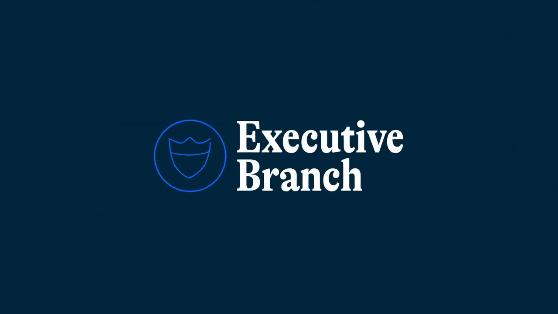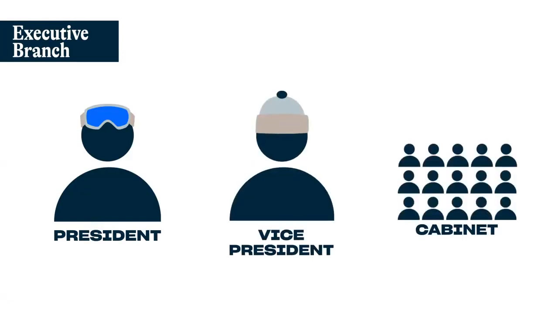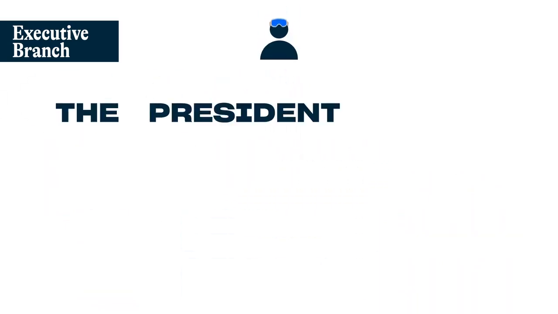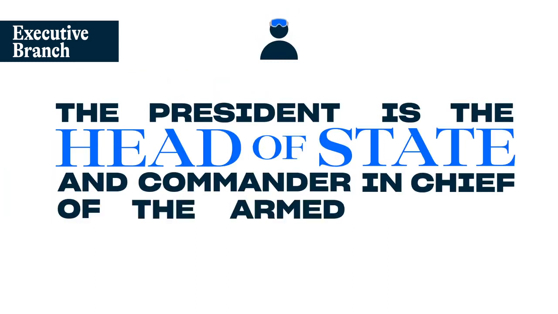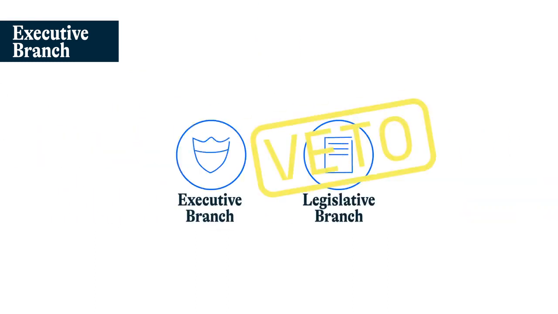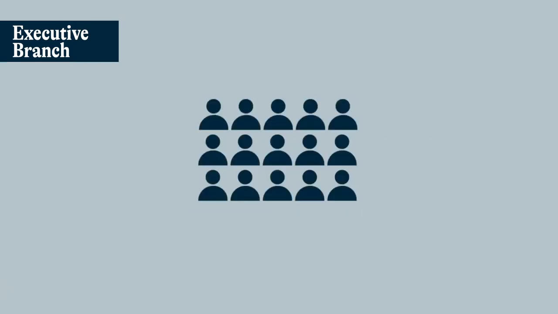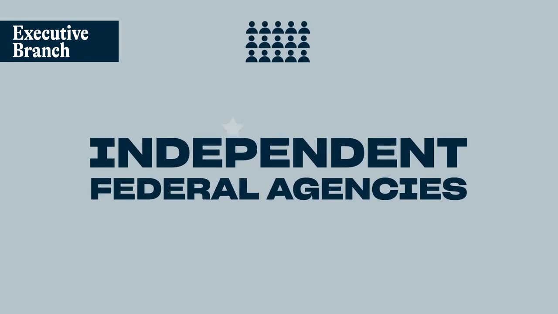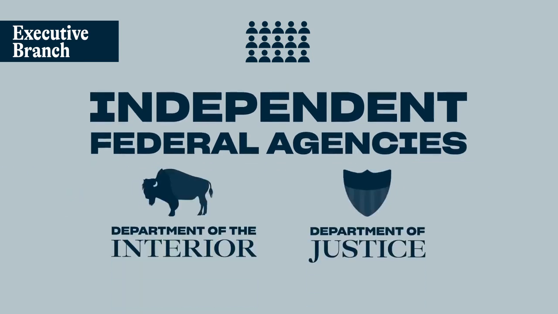Executive branch. Second, the U.S. has the executive branch, which includes the President, Vice President, and the Cabinet. This branch is tasked with implementing and enforcing laws passed by Congress. The President is the head of state and commander-in-chief of the armed forces. Additionally, the President has veto power over the legislative branch. The President also establishes the Cabinet, which consists of independent federal agencies that are responsible for the day-to-day enforcement of federal laws under their area of expertise. Examples include the Department of Interior and Department of Justice.